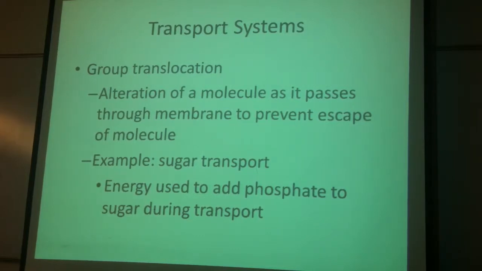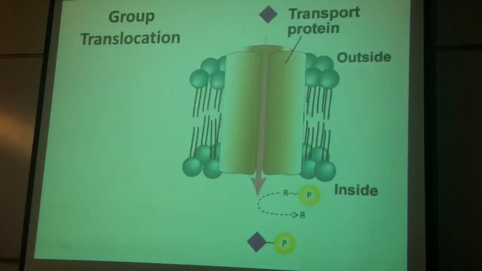Transport system. They can actually alter a molecule as it passes through that membrane so that it can't get out. For bacteria, they can do this with sugar, so it's a way for them to trap sugar, basically. Even if it's going against the gradient, they can change it so it can't get back out. I thought it was one of those cool little things that they do, but we don't do it.